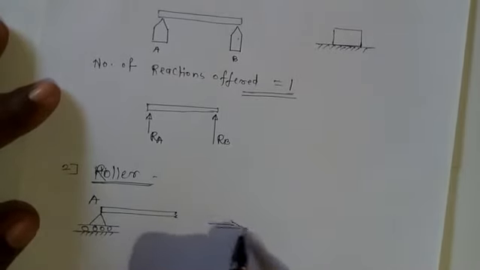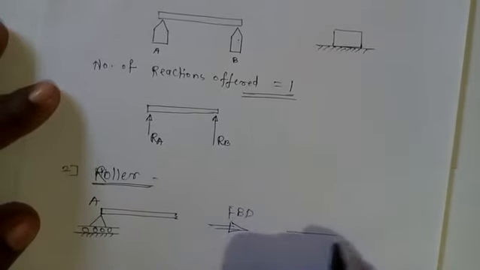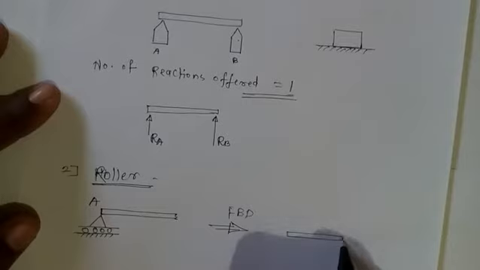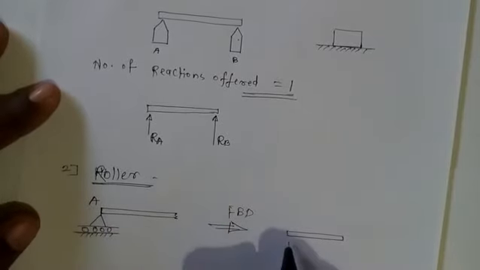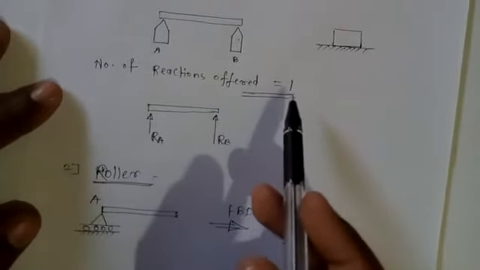So free body diagram of this support will be like this. This is your original beam, and as there is only one restriction, this will be the direction of reaction. Let this be RA. So this will be the reaction offered. Here also number of reactions is only 1.